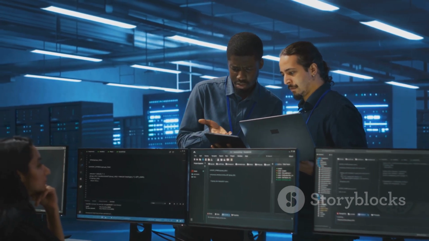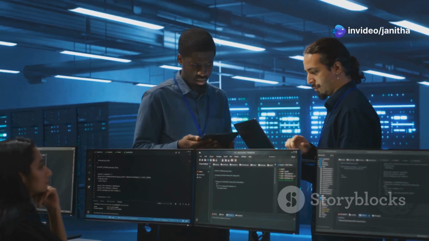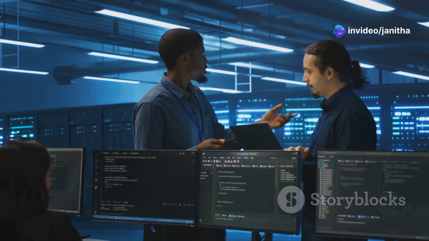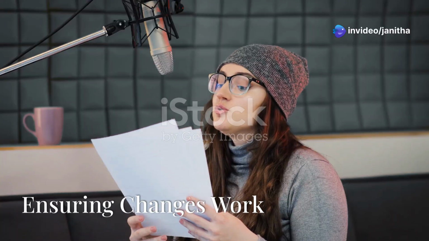All stakeholders should be kept informed of the progress of the change and any potential impacts. After the change has been implemented, it is important to verify that it has been successful and that there are no unexpected issues.